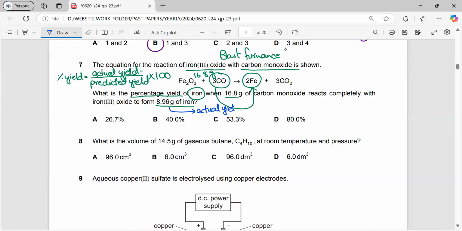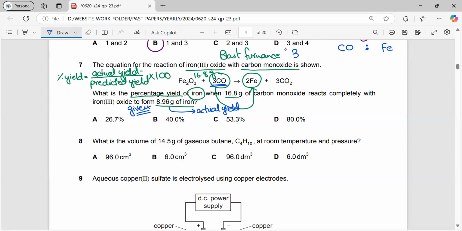This is the actual yield of iron which is given. The given mass is always actual yield. And we need to find the predicted yield by using the mass of carbon monoxide. Let's take the ratio between them. Carbon monoxide ratio iron. So first we'll see from the equation that 3 moles of carbon monoxide contains how many grams?